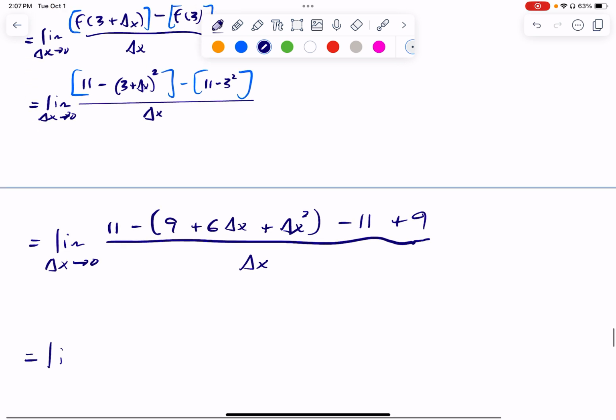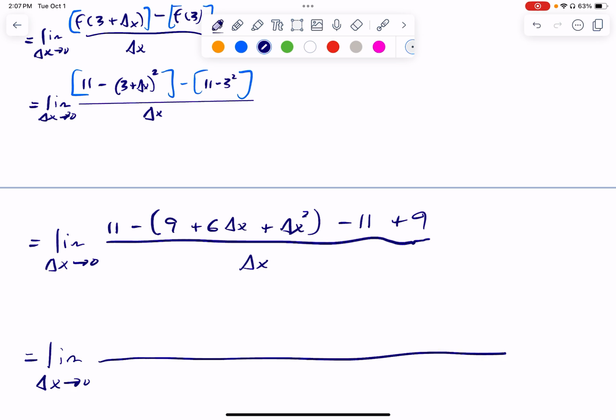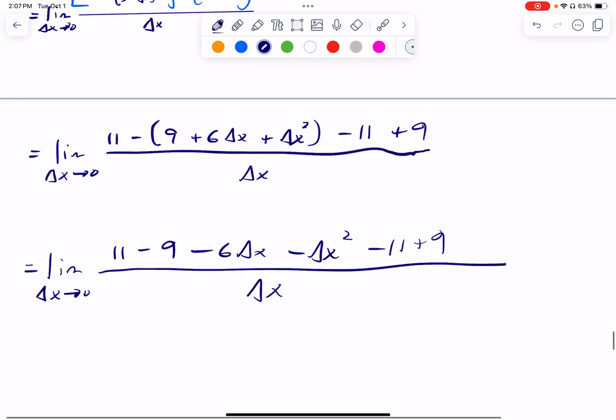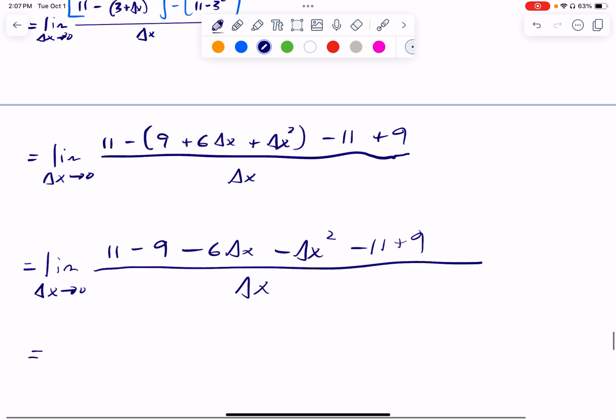I will distribute a negative again. You'll note I keep writing that limit every single time. Here I am distributing that negative. And now let's hope we get some cancellation. I notice that I have 11 minus 11, so those cancel. I have negative 9 plus 9, so those cancel.